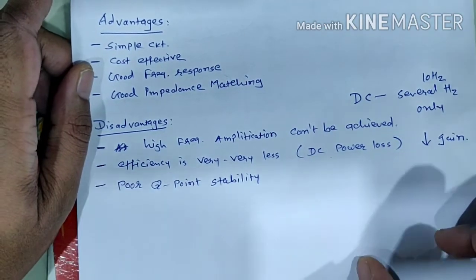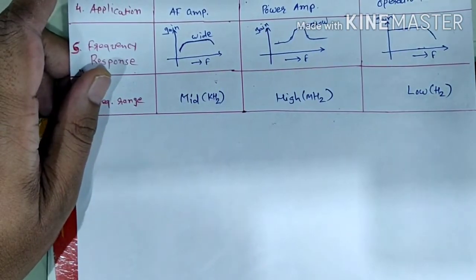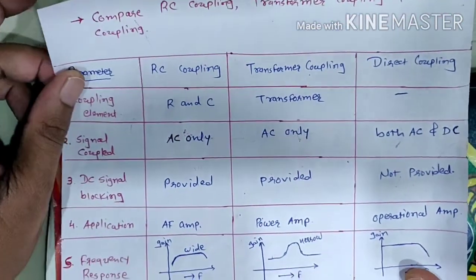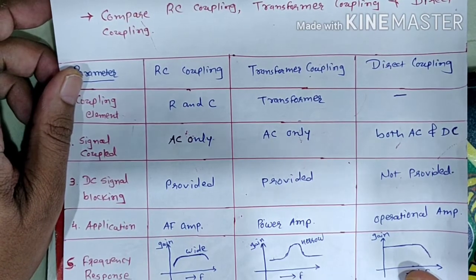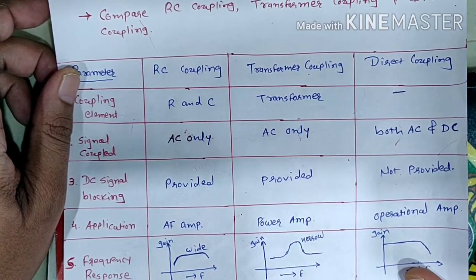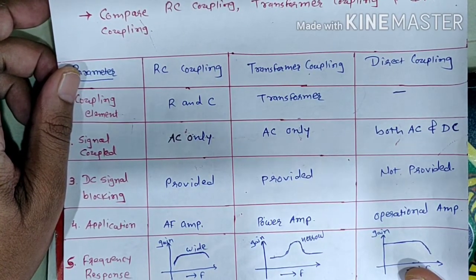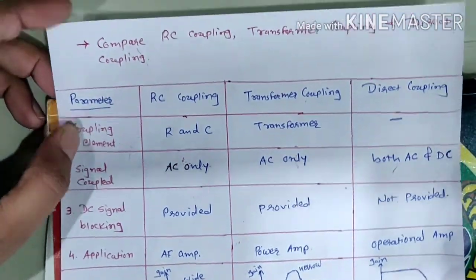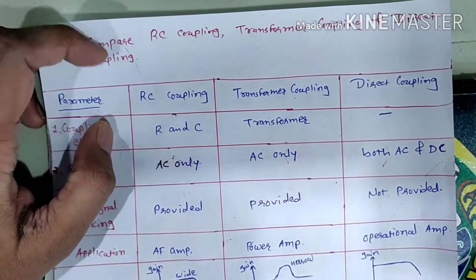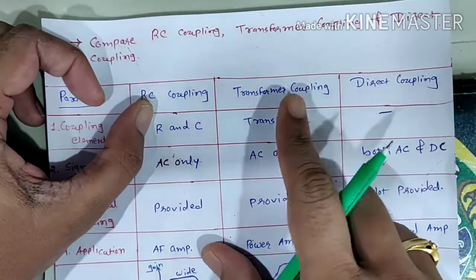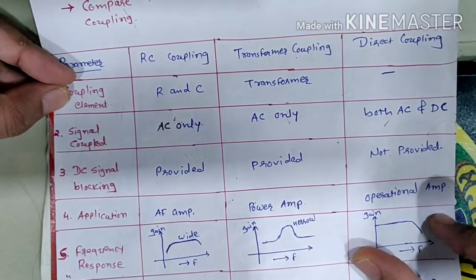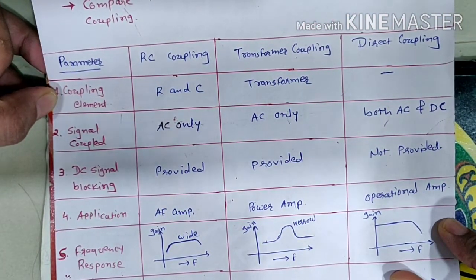Now let us discuss one important comparison of these three techniques. It is an important question, and we can summarize all these techniques and their comparison with several parameters. So we are comparing these three techniques, RC coupling, transformer coupling and direct coupling, with several parameters. So let us discuss the first parameter, coupling element.